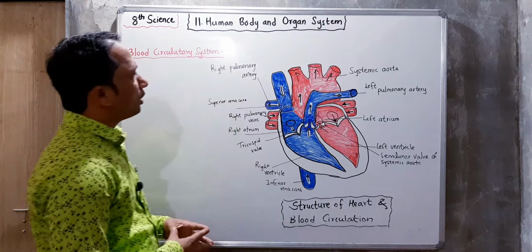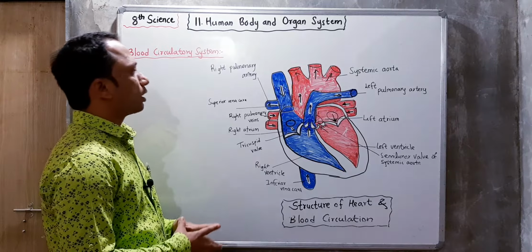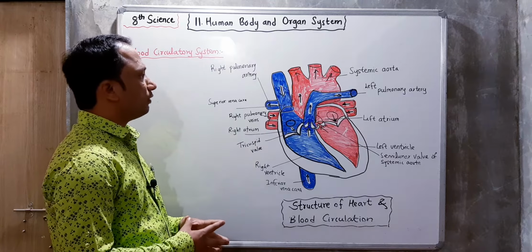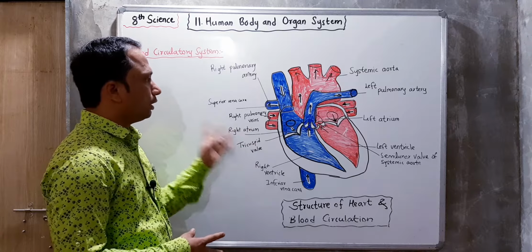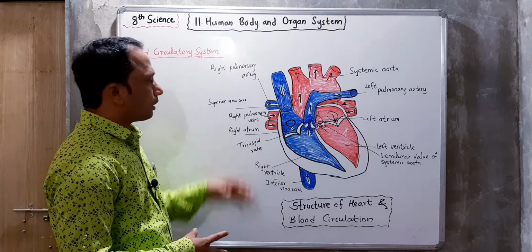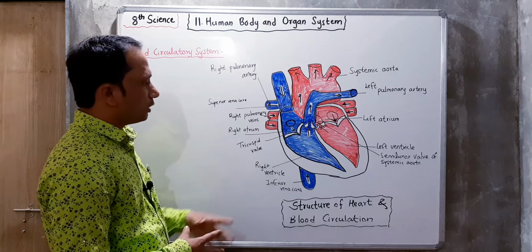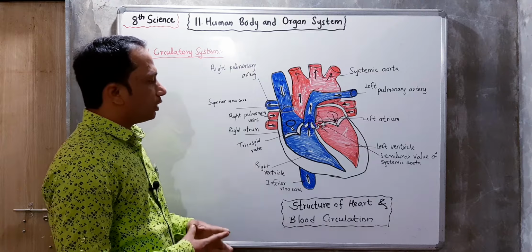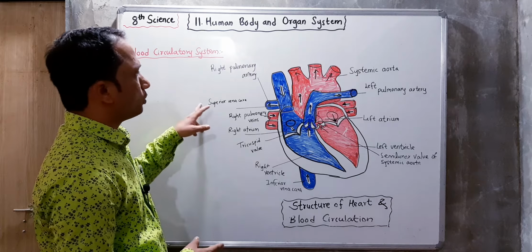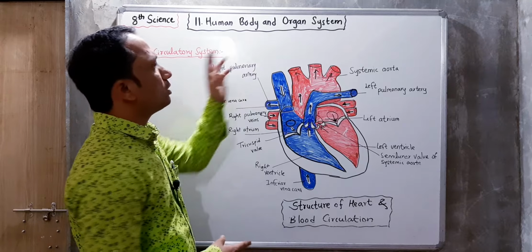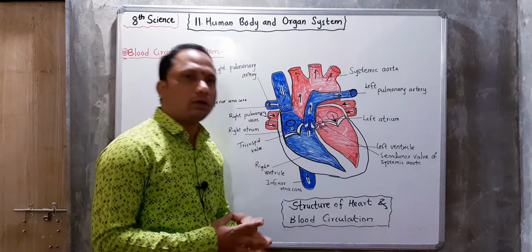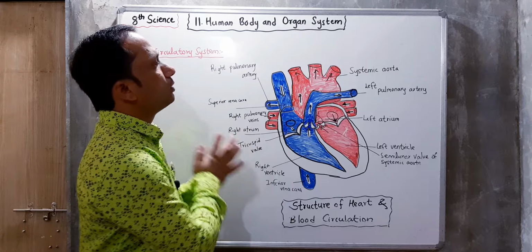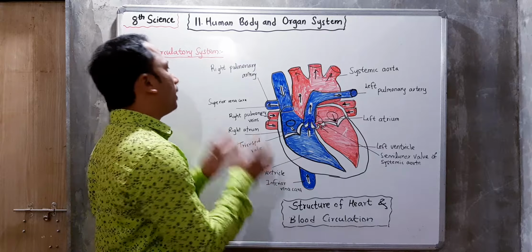Now what is there? The right pulmonary artery is there, then the superior vena cava, the right pulmonary veins, two veins are there, the right atrium, the tricuspid valve, the right ventricle, and the inferior vena cava. This is the superior vena cava. So this is nothing but one view of the heart. It is a simple diagram of the heart, and these are the parts of the heart.